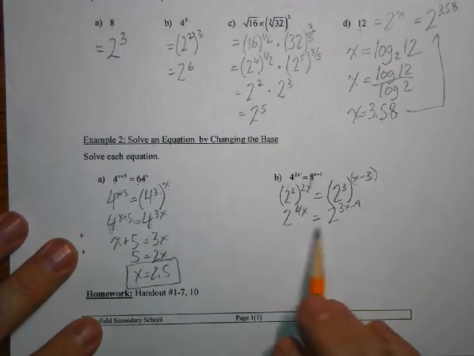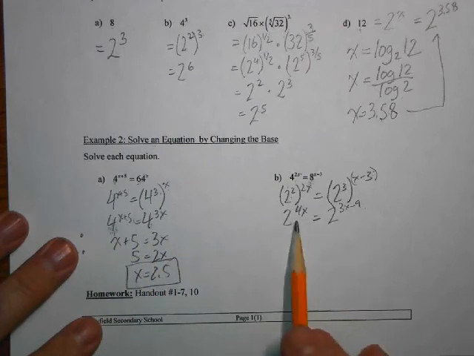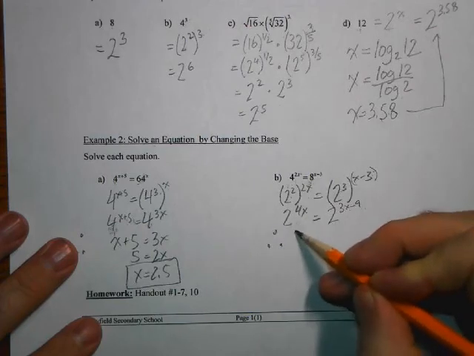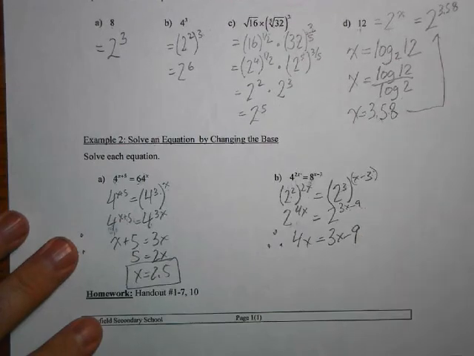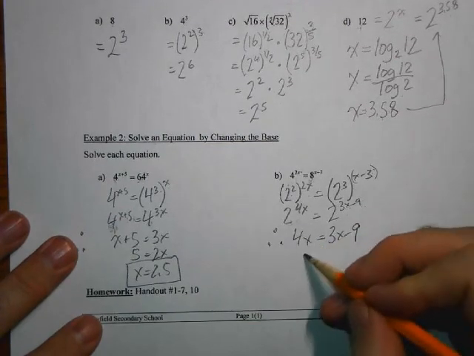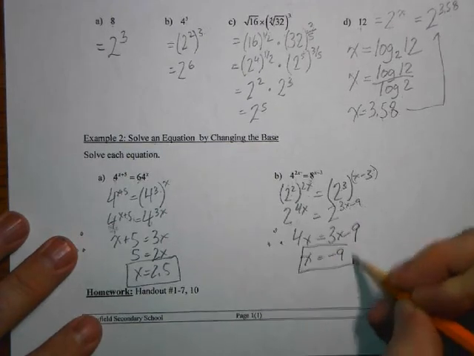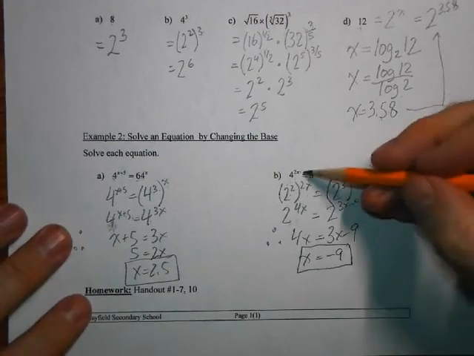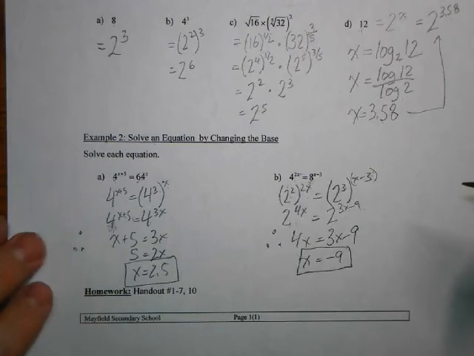Okay, so we're at the point where we were over here. We got this left side equals right side. We got the same base. So therefore the exponents must be equal. So therefore 4x must be equal to 3x minus 9. We subtract 3x from both sides, and that gives us the solution right away. x equals negative 9. And again, you could test that out by just substituting it back into the original equation, checking the left side equals right side.